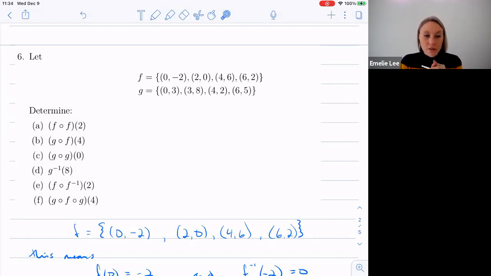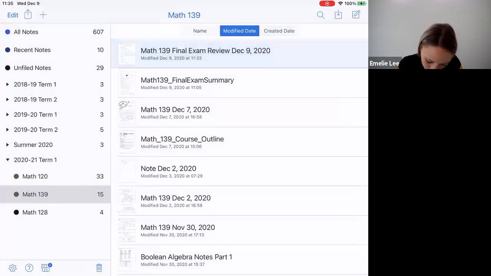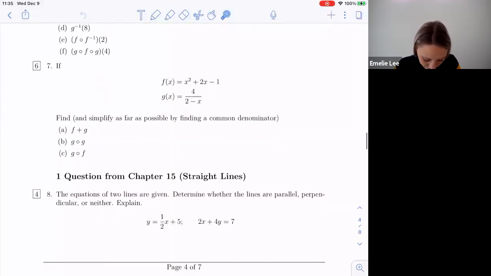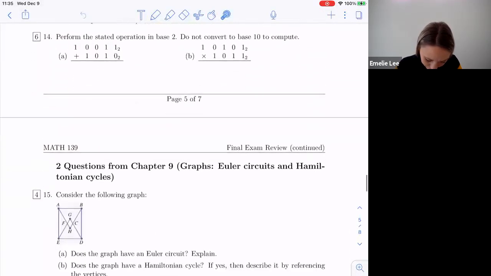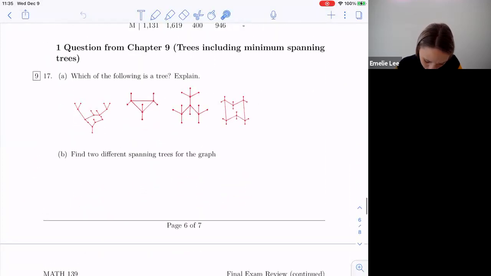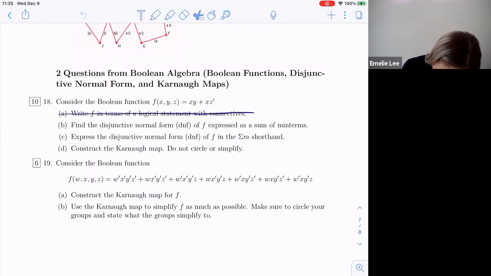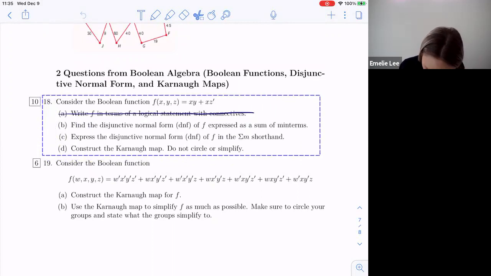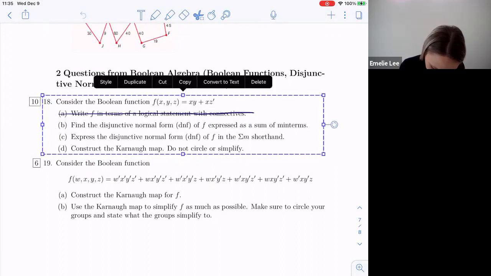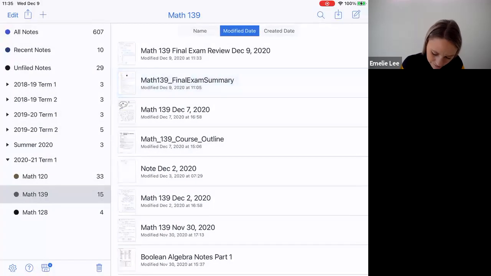Should we do some of those Boolean algebra questions? I might have missed your requests if there were some other requests here, but we've got our work cut out for us. Let's do 18.